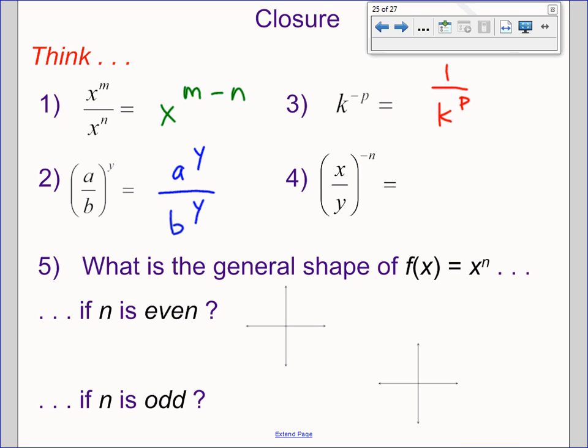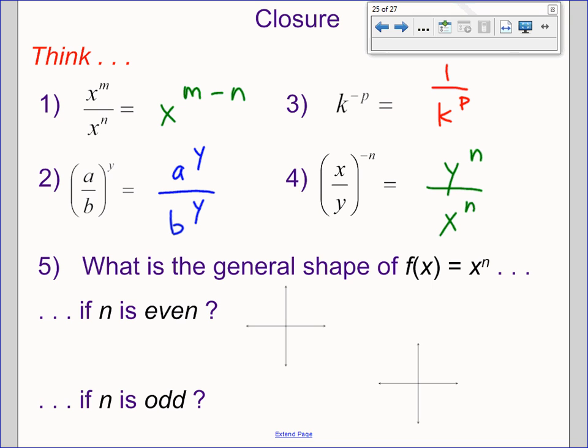Good job. And then number 4, all right, how could I rewrite that without negative exponents or parentheses? How could I rewrite that? Adam? Good job. Notice how Adam flipped the base. He made it y over x. That was applying the negative. And then the exponent would apply to both numerator and denominator in accordance with our power of a quotient property. So y to the n over x to the n.